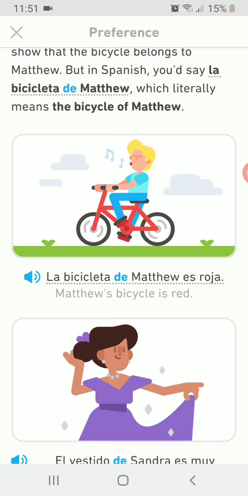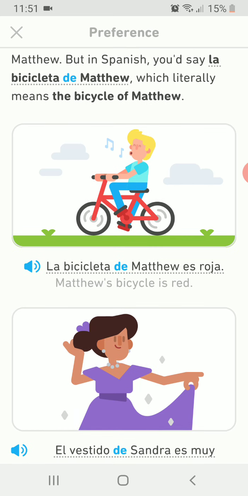So you've understood by now that Matthew's bicycle and the bicycle of Matthew do not have the same meaning. But when you translate from English to Spanish, you'll get la bicicleta de Matthew. So don't be confused. You should never translate literally. You should always translate in context.